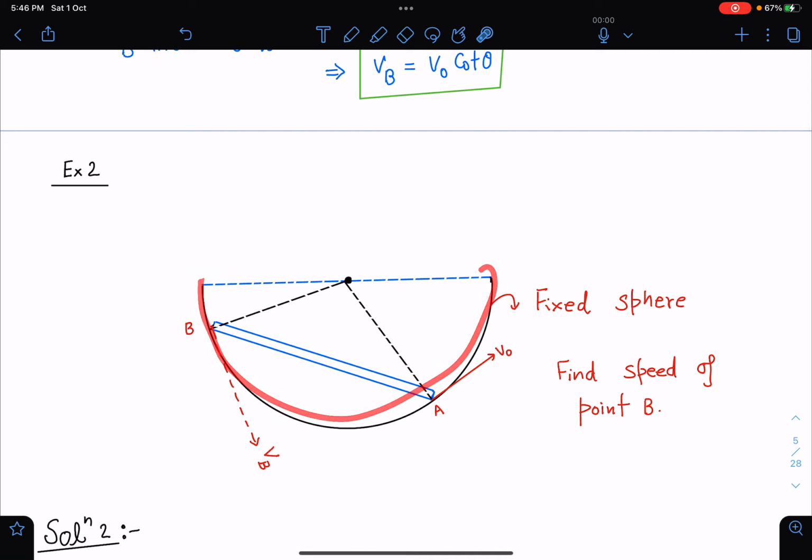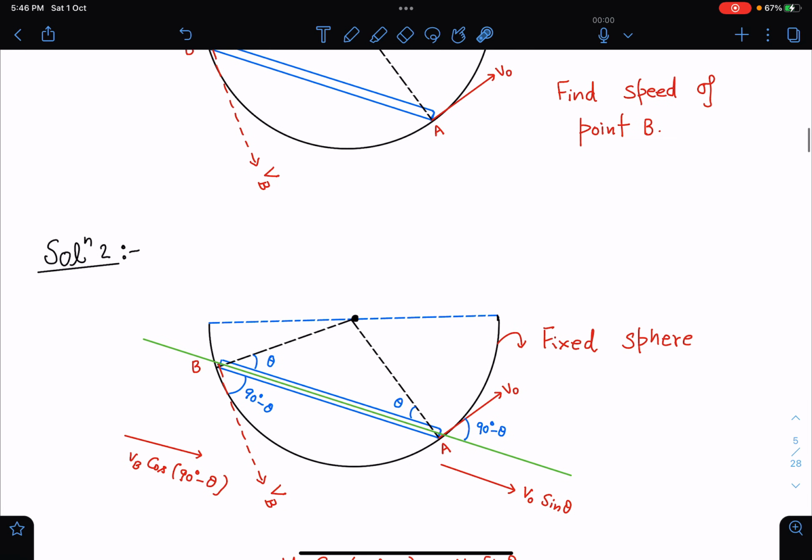In a sphere, one rod is placed and it is moving, this end is moving with V naught. We have to find the velocity of this. So let's see here, because we have to use circle geometry in this case. This is the normal here, and it will form an isosceles triangle here. So this angle is 90 degree. So this is 90 minus theta. Similarly here, if this is theta, this is 90 minus theta.